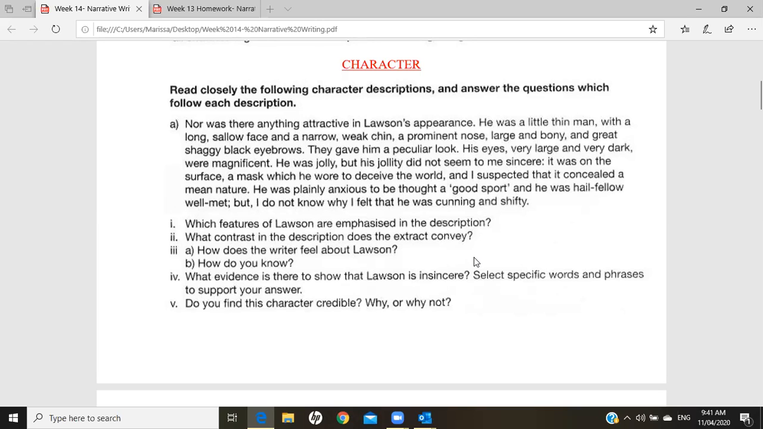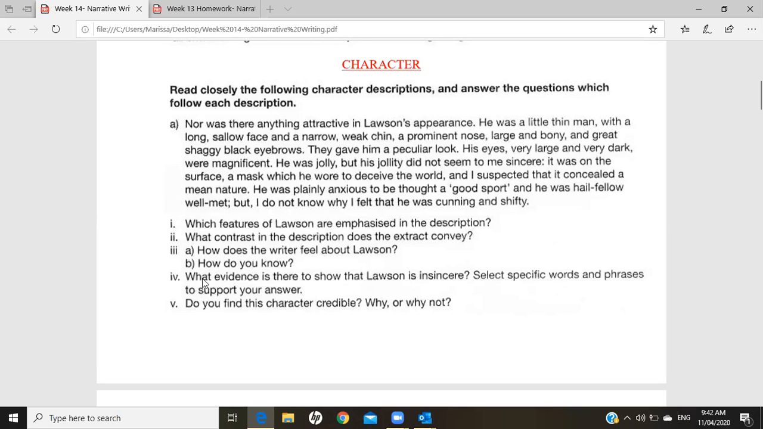How does the writer feel about Lawson, and how do you know? I will say he was keenly anxious to be taught a good sport, and he was hail fellow. Right, hail fellow, well met. That's an entire expression that means sociable. So someone who has a lot of friends and they're very sociable, we refer to them as hail fellow, well met. Good, and then we get a sense of how the writer feels, because the writer keeps telling us that he says one thing about Lawson, but then he tells us that he felt he was this way and he was that way. So like when he says, I felt that he was cunning and shifty.